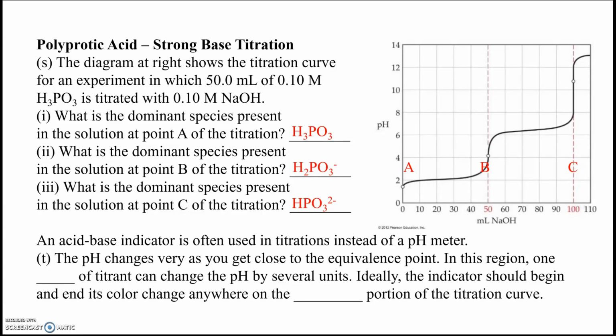Now, we can use an indicator, or we could use a pH meter to do this experiment. But when you get to the equivalence point, really even 1 drop of titrant can change the pH by several units. And it's not uncommon when you first do this to just blow right past the equivalence point, because it's like learning how to drive a car. Learning how to titrate an acid or a base kind of requires some finesse. So ideally, the indicator should begin and end its color change anywhere on this rapid rise portion of the titration curve.